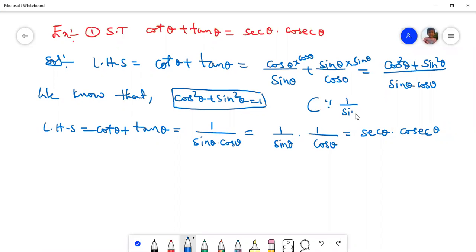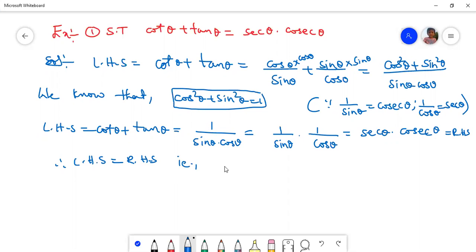1 by sin theta is cosecant theta, 1 by cos theta is secant theta. So we can write, in the place of 1 by cos theta, secant theta, and 1 by sin theta is cosecant theta. Therefore, LHS is equal to RHS. That is cot theta plus tan theta equal to secant theta into cosec theta.